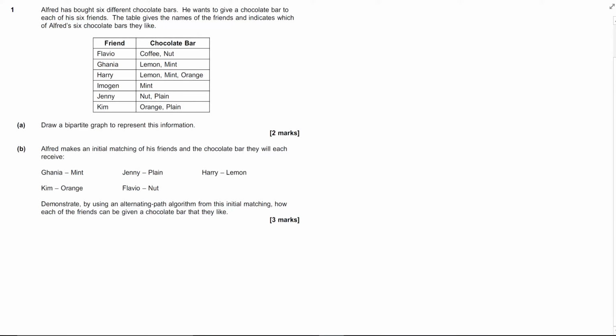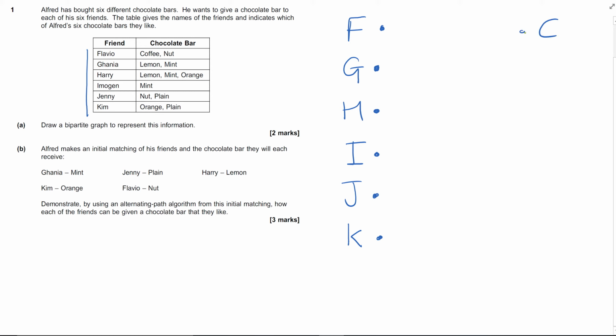Bipartite graph question. So we need to draw out our bipartite graph. So we're going to have our 6 friends down one part. So we've got F, G, H, I, J and K. The exam board don't need you to write out their full names, so it's just easier to go with the first letter of each one. And then we've got our different things they can be matched with.